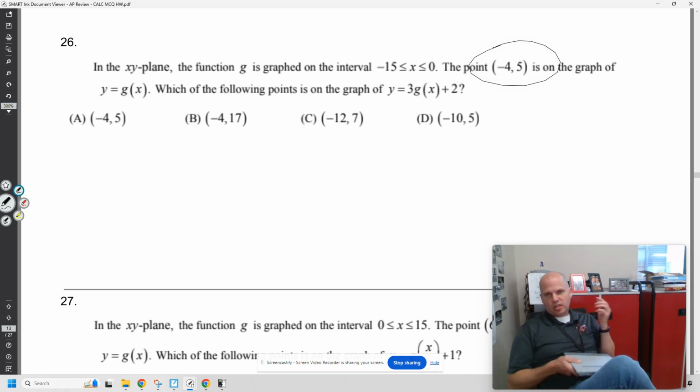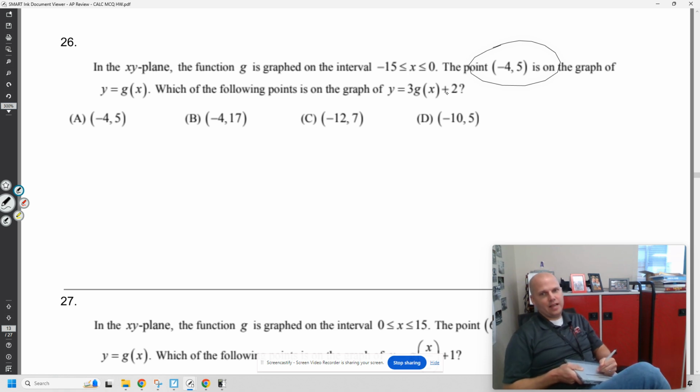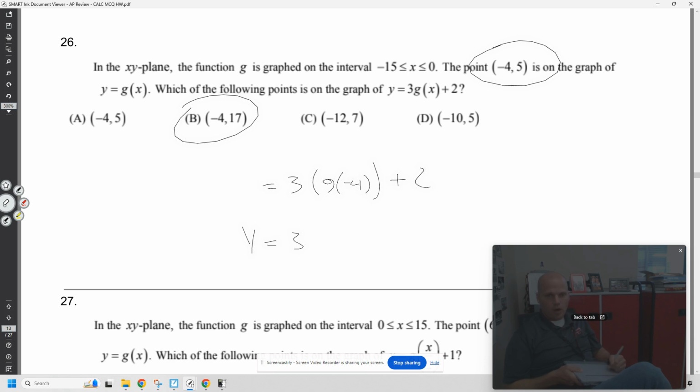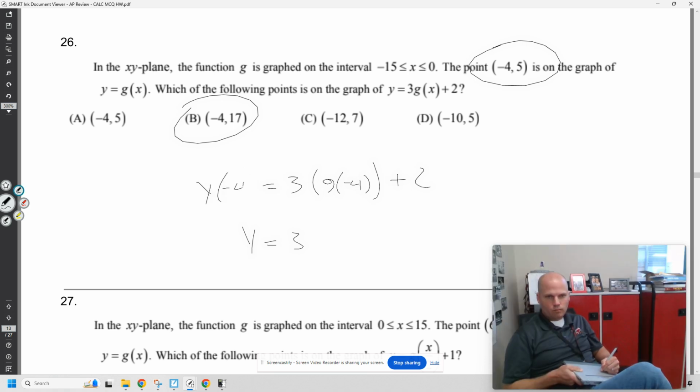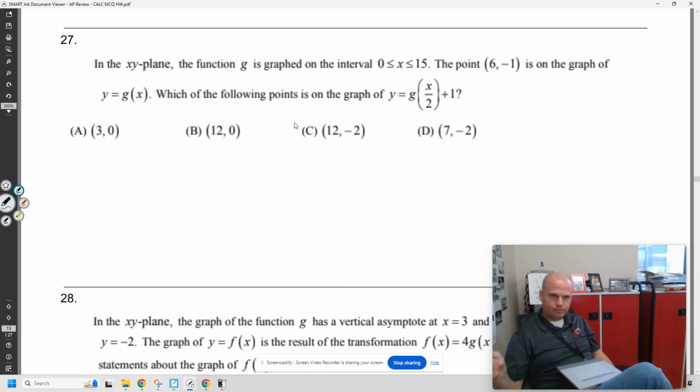I can show you how this works, but you can just tell that your y values of g are going to be multiplied by 3 and then add 2, so you get 17. You're not going to change the x value, but watch. y equals 3 times g of negative 4 plus 2. y of negative 4 is 3 times 5 plus 2. y of negative 4 is 17. Negative 4, 17. I mean, you probably don't do that.